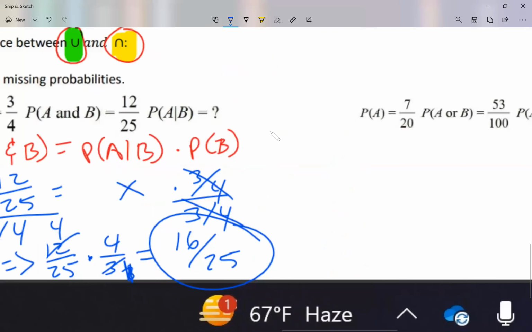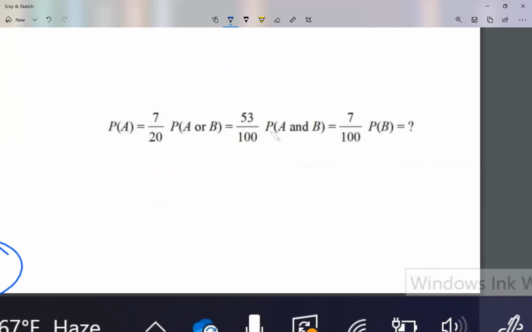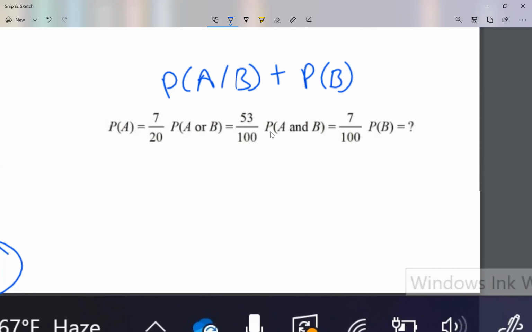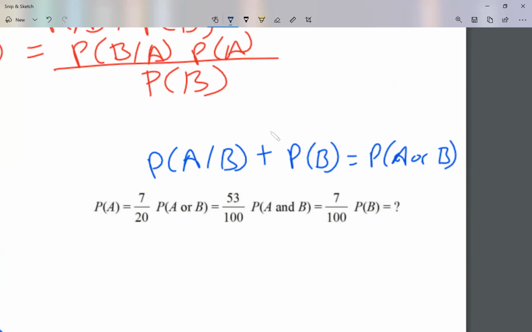Okay, now here on this other one, probability of A, probability A or B, probability A and B, and what's probability of B? Oh man, this can be broken into a Venn diagram. Probability of A given B plus probability of B equals probability A or B. Okay, so one of my Venn diagrams I could do is probability of A given B plus probability of B. It's equal to probability of A or B. Some of you might be wondering, what in the world is that? Okay, let me explain.